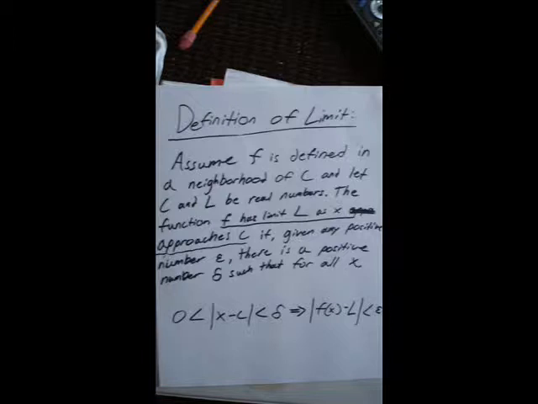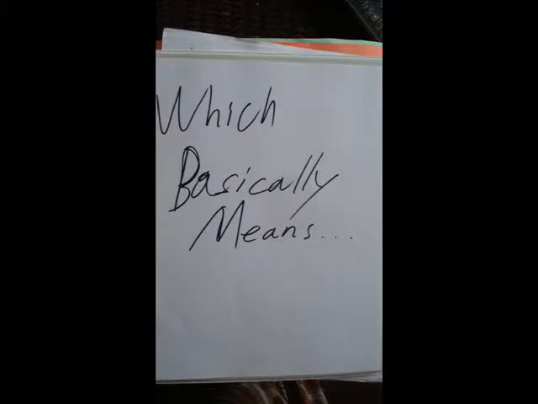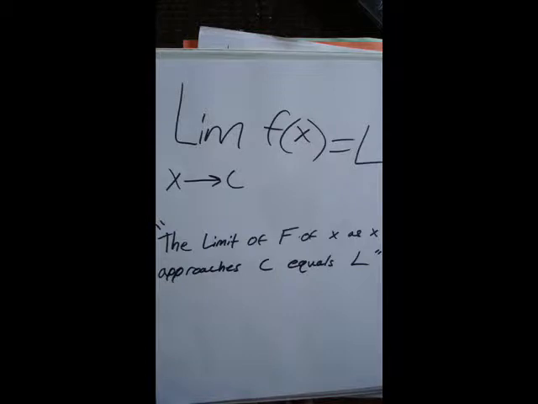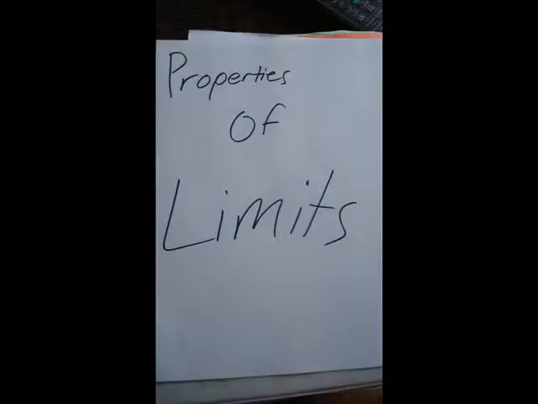So, definition of limit. Assume f is defined in a neighborhood of c, and c and L be real numbers. The function f has a limit L as x approaches c if given any positive number, epsilon, there is a positive number, delta, such that for all x, 0 is less than blah, blah, blah. Which basically means that the limit of f of x equals L as x approaches c. I'm going to read down there, limit of f of x as x approaches c equals L.